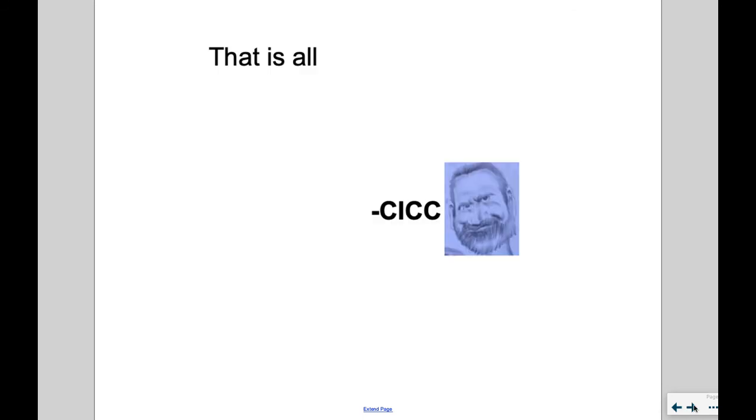Okay, so that's it for rotational kinematics. Again, it's pretty straightforward. And next up is Newton's laws and torque.